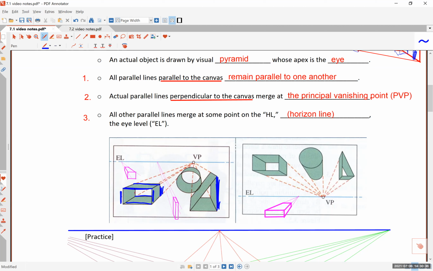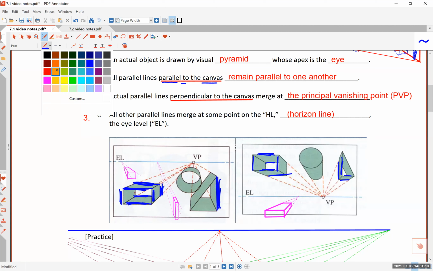And so all of these are going to remain parallel to each other. This line is parallel to that, which is parallel to this and this. All the horizontal lines are still parallel. They don't meet. And all the vertical lines are parallel to each other as well. Same thing here. These vertical lines are going to be parallel and they will remain parallel. This line, this line, this line, same thing. So these are all the lines parallel to the canvas and they will remain parallel to each other.